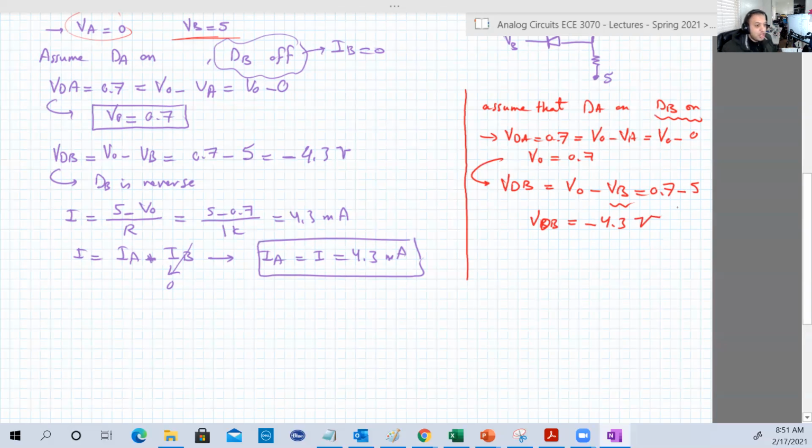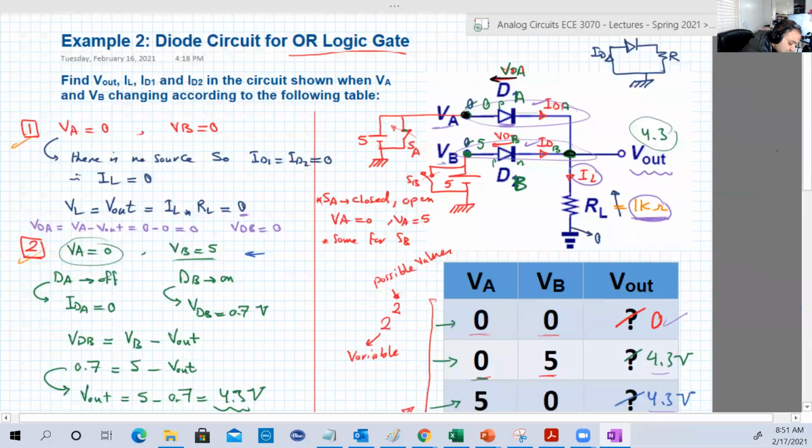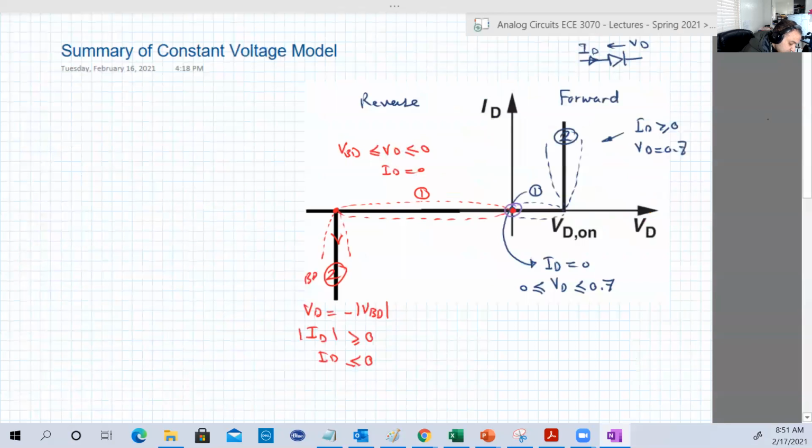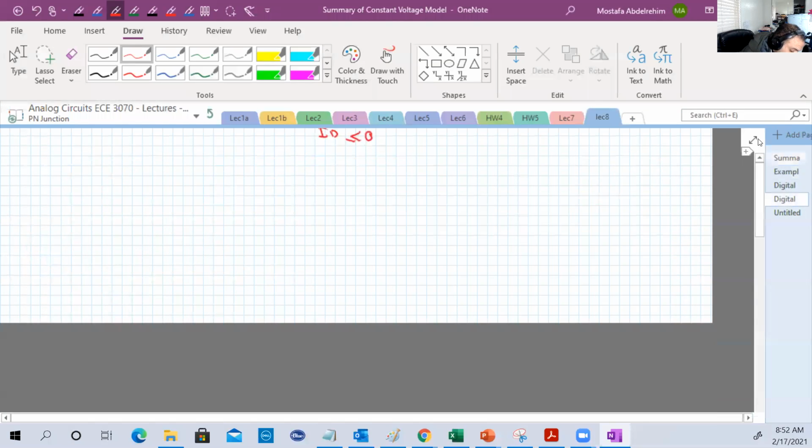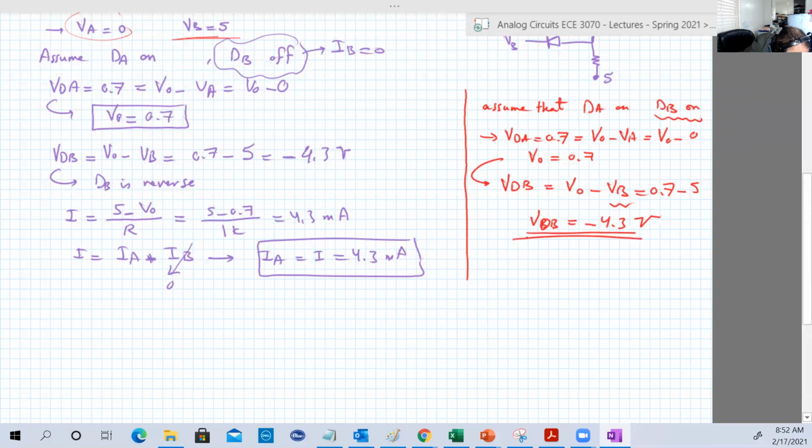Negative. You assumed diode B is on, which means it's in forward bias. So its VD should be positive and equal to 0.7. What you get here is that VDB is minus 4.3. It contradicts the assumption that diode B is on.